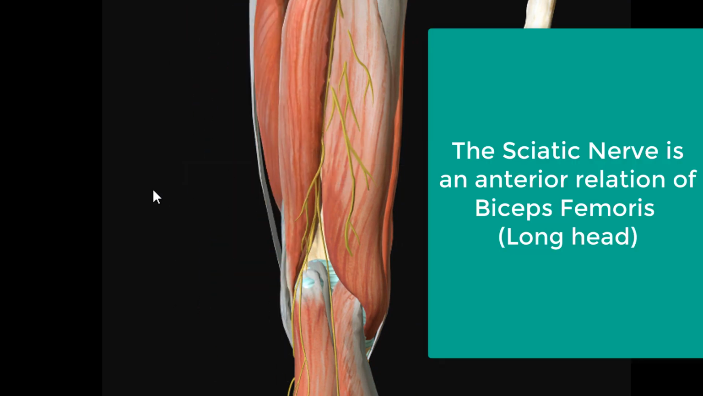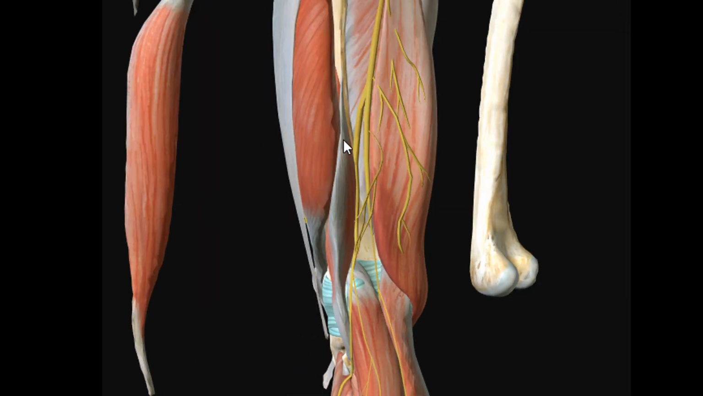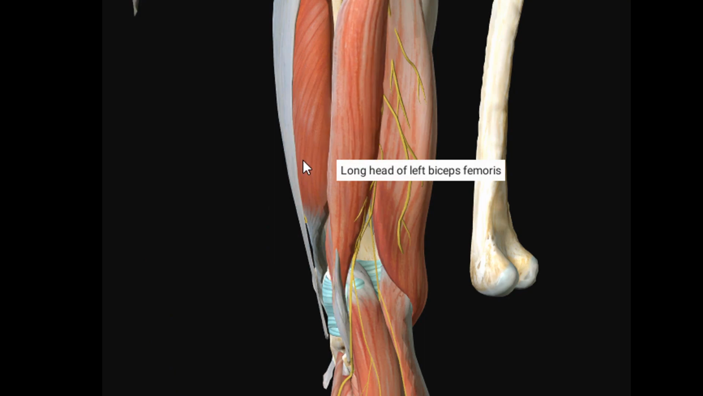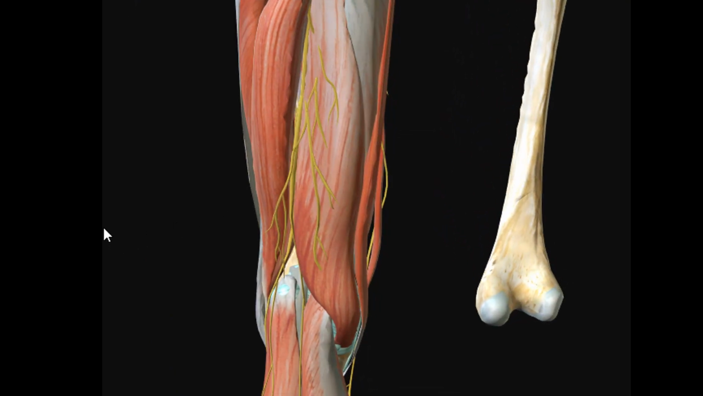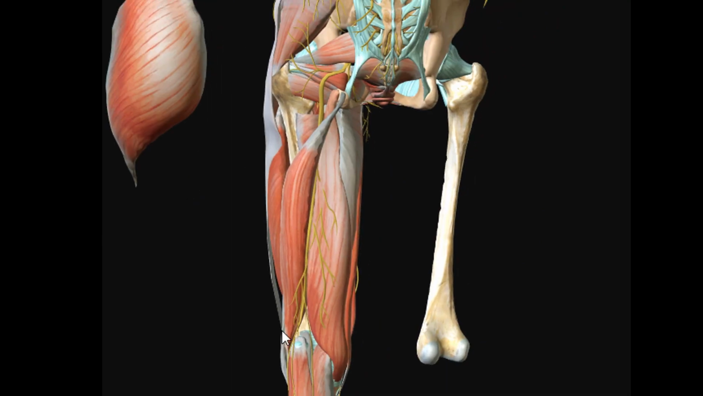So the short head arises on the lower third of the linea aspera of the femur. You can see it in here, and also on the supracondylar ridge of the femur. And it's a slightly weaker muscle, and it only produces an action at one joint, which is the knee. It doesn't span the hip, so therefore it can't produce any extension at the hip.